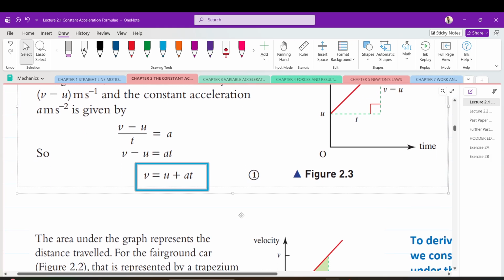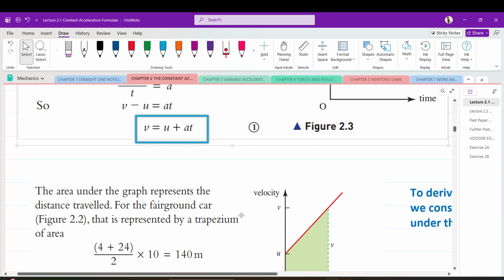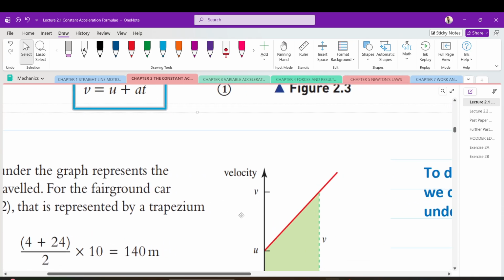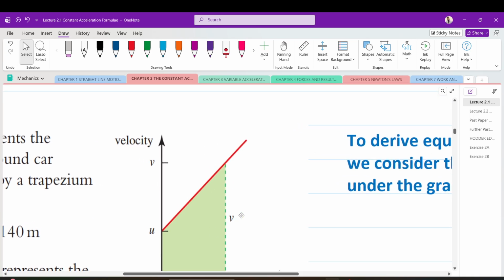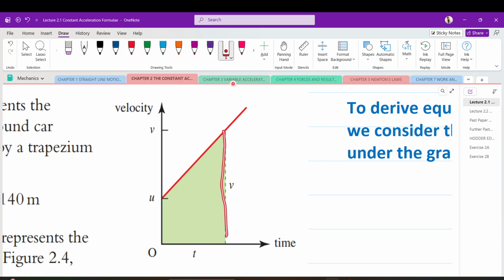Next one. To derive equation number 2, we consider the area under the graph. If I have the same diagram over here and I want to find the area under the graph, you can see clearly that this is a trapezium. So we can just calculate the area of the trapezium, which is half into the sum of parallel sides multiplied by the distance between them.